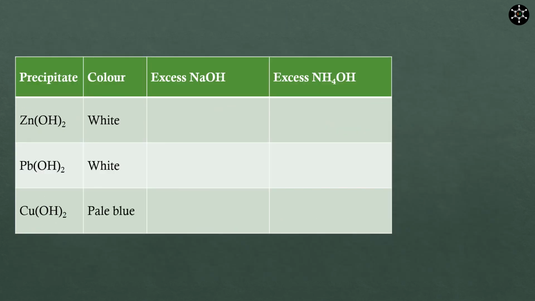Zinc hydroxide is soluble in excess sodium hydroxide as well as excess ammonium hydroxide. Lead hydroxide is soluble in excess sodium hydroxide but insoluble in excess ammonium hydroxide. Copper hydroxide is insoluble in excess sodium hydroxide but soluble in ammonium hydroxide. By using ammonium hydroxide, it is possible for us to distinguish between zinc hydroxide and lead hydroxide. Both are white in color.